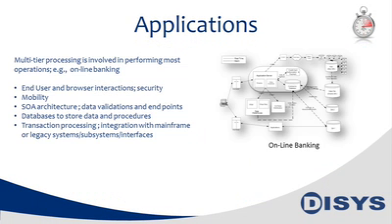Looking very quickly at a typical online banking infrastructure, you can see multi-tier processing is involved in most of those operations. From online banking, just a few are the end user and browser interactions. And it's not only one browser, but multiple browsers, and of course, accommodating the security that goes along with those browsers. Mobility testing, SOA architecture, data validations and endpoints. Various data sources, procedures, and of course, transaction processing, which is integrated with, in most cases, mainframes or legacy systems, subsystems, or interfaces.